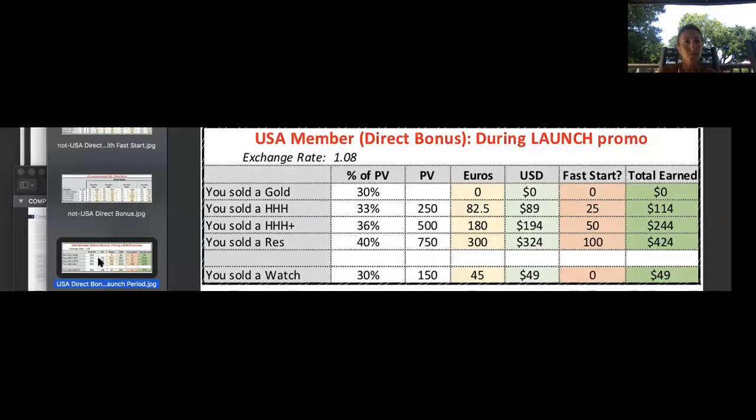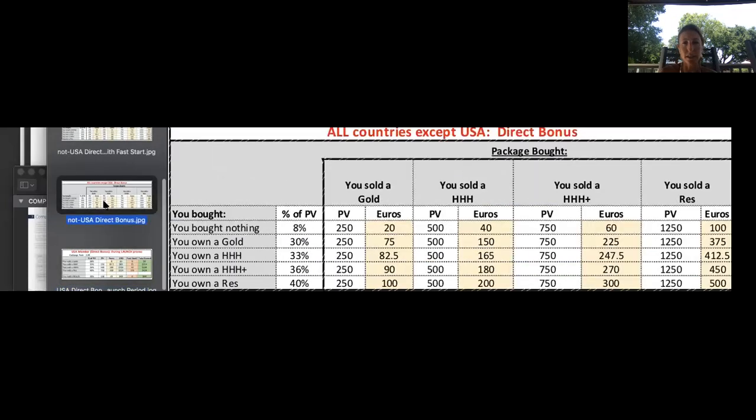Okay. So if we look at not US, all countries except for the US, then you can see the chart gets a little more complicated, right? Because it matters here on the left what you bought. So you'll see here the same percentages we just saw. Let's say you had bought nothing, you earn 8%. Now we go to what you sold. If you sold a Gold, your PV is 250, 8% of that is 20 euros.